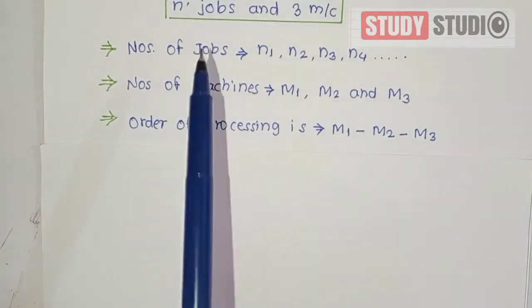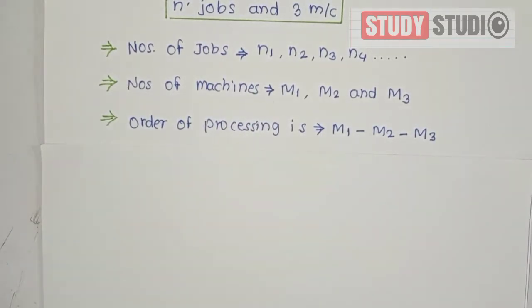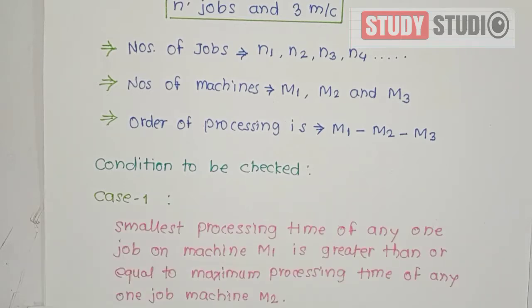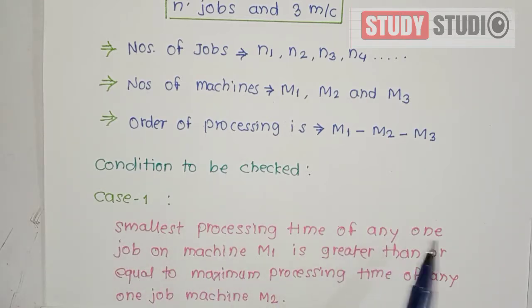To solve a problem on n job 3 machines, we have to check initially some conditions. So conditions to be checked. So very first case, that is first condition: the smallest processing time of any one job on machine M1 is greater than or equal to the maximum processing time of any one job on machine M2. So this is the first case we have to check.